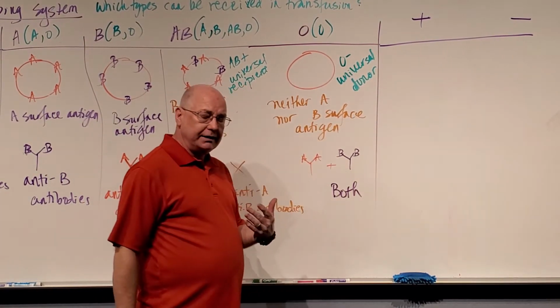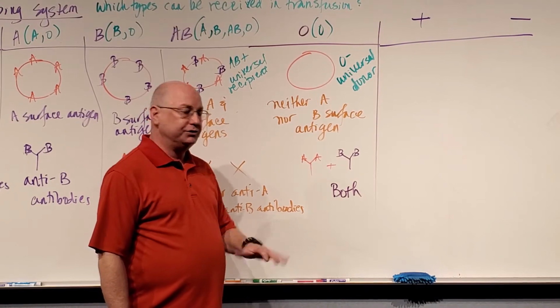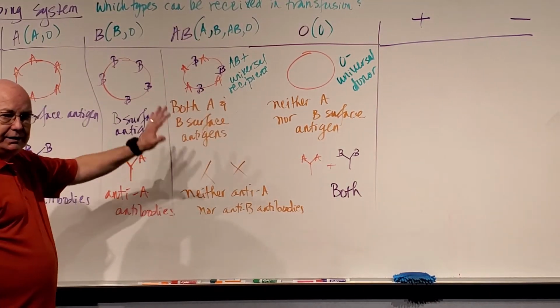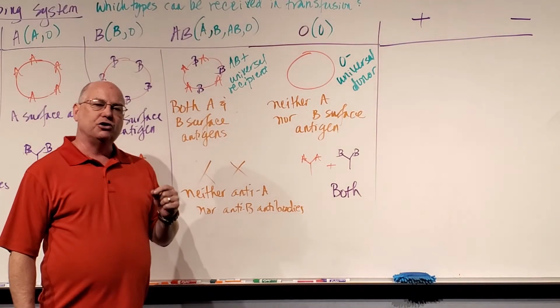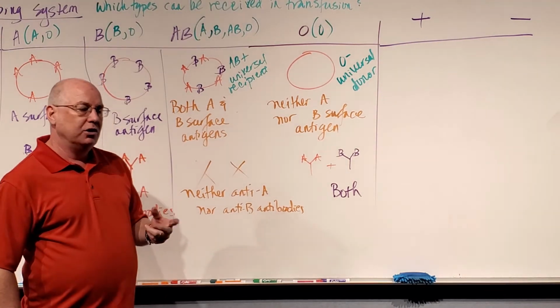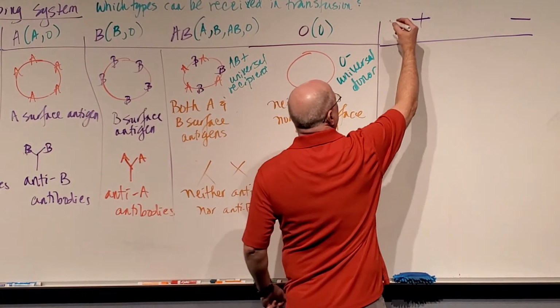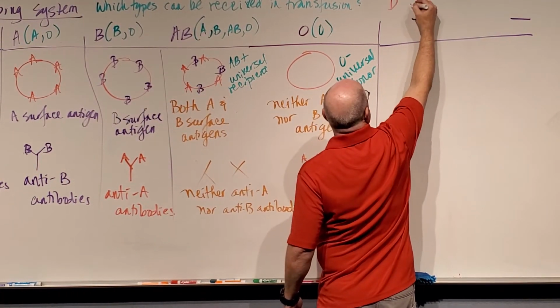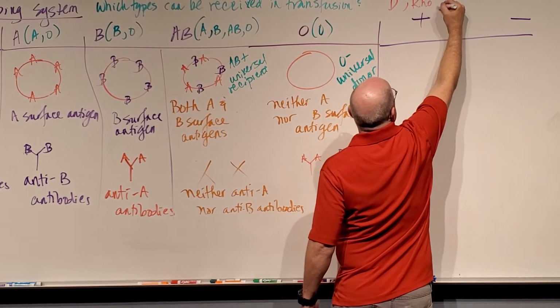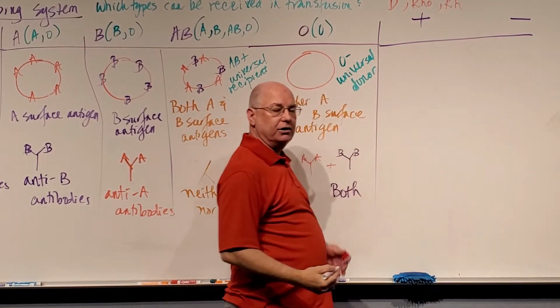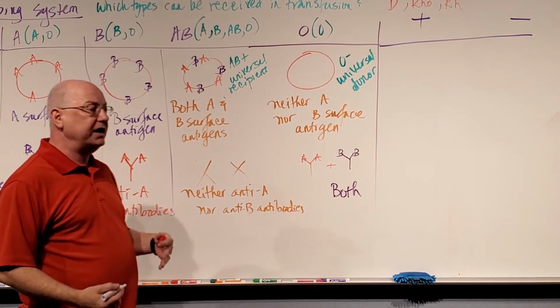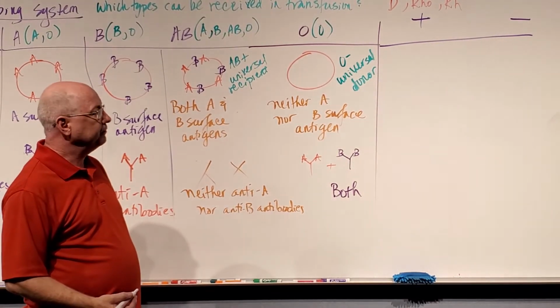there's another antigen that can appear on red blood cells that is totally unlinked and unrelated to all of these. It is called the D surface antigen, also called the Rho antigen, or it's called RH. D, Rho, or the RH factor. They call it the D surface antigen, the Rho surface antigen, or RH factor.